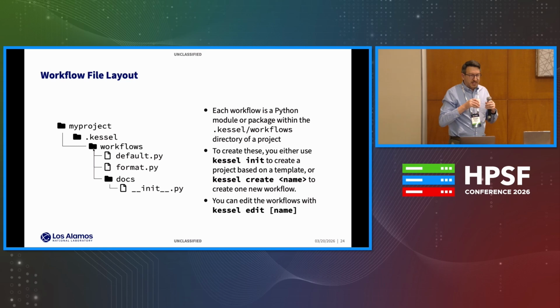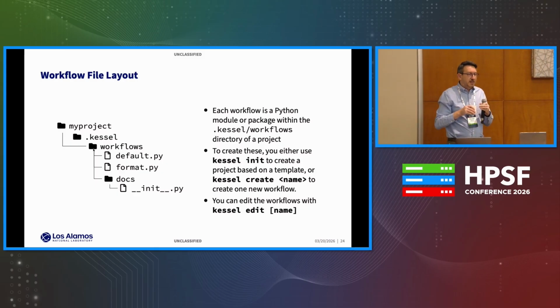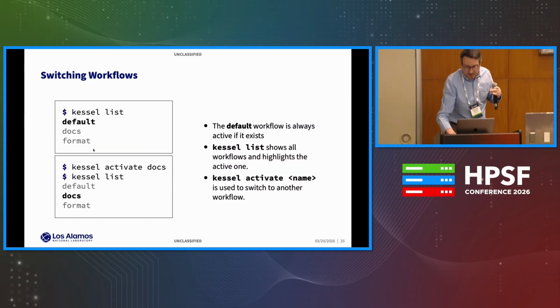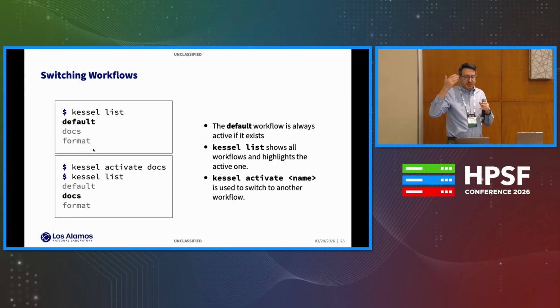Okay, so Kessel workflows are just Python modules and packages. The workflow name matches the package or module name. You create these files using Kessel init from a template, or with Kessel create, and edit them with Kessel edit. But it's just pure old Python files. Once you have defined workflows in your project, you can see which workflows are available for your code, and then you switch between them using Kessel activate.